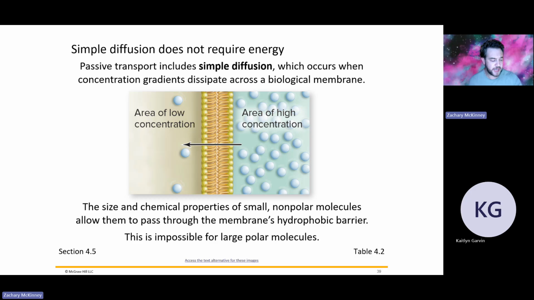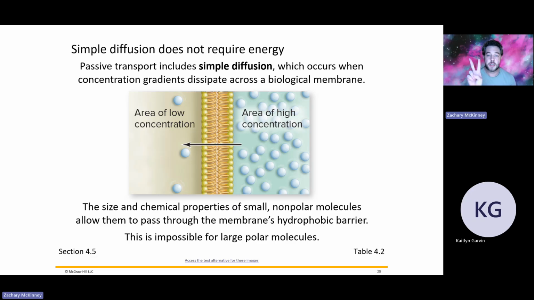So starting with the first passive process, simple diffusion. You can see here these molecules, there's an area of high concentration. They are passively just going to move, and these are able to move through the cell membrane. You see no transport protein that's helping them. So that's why we call it simple diffusion.